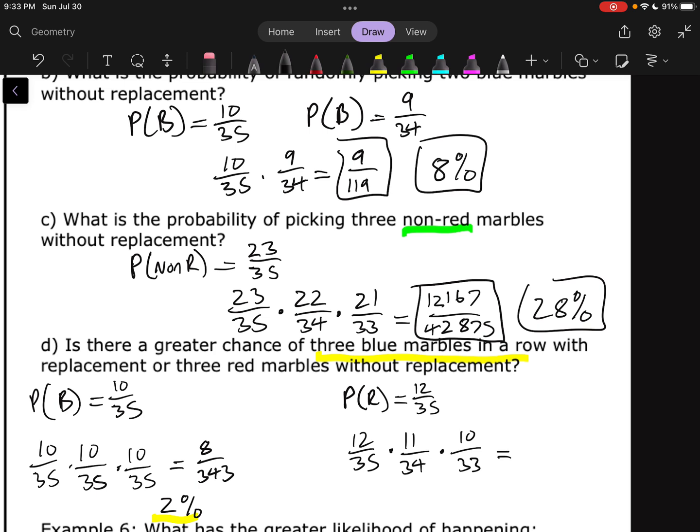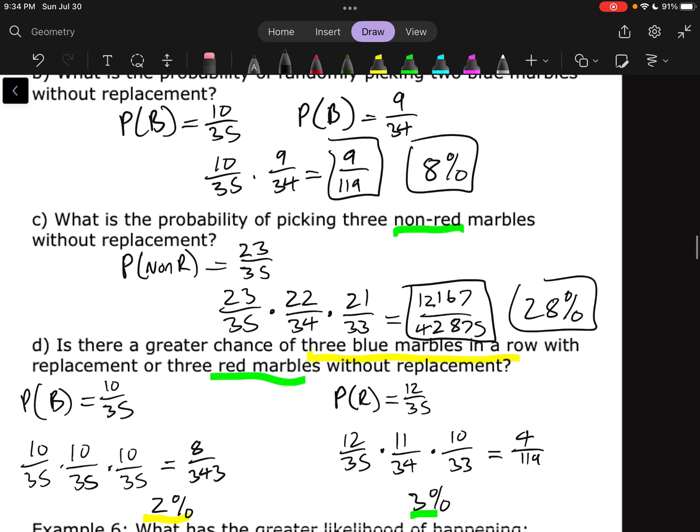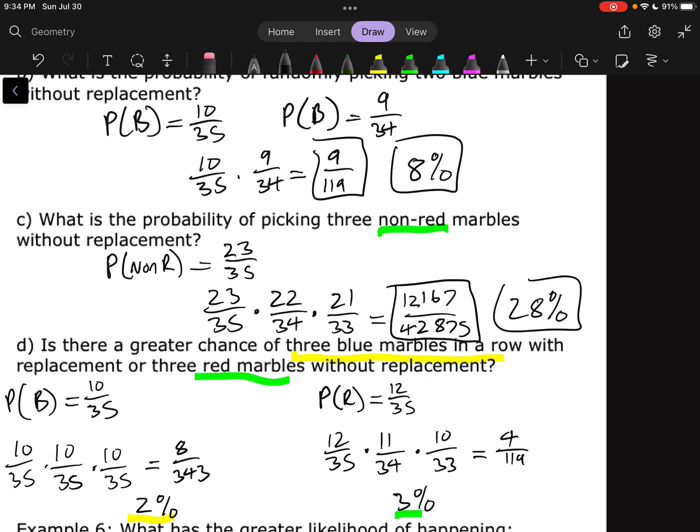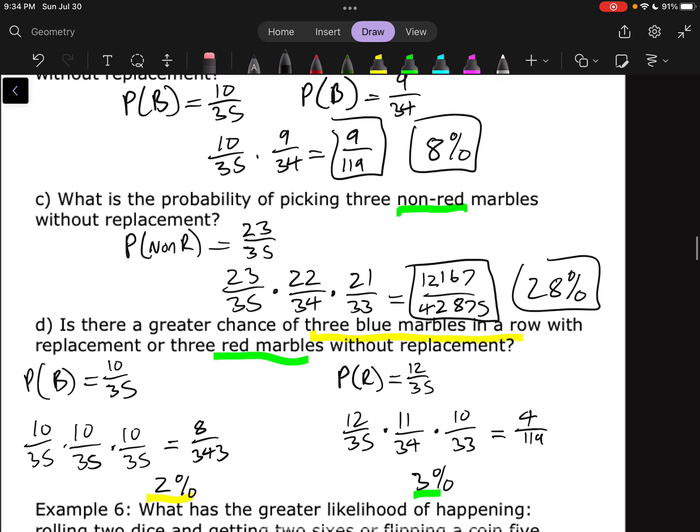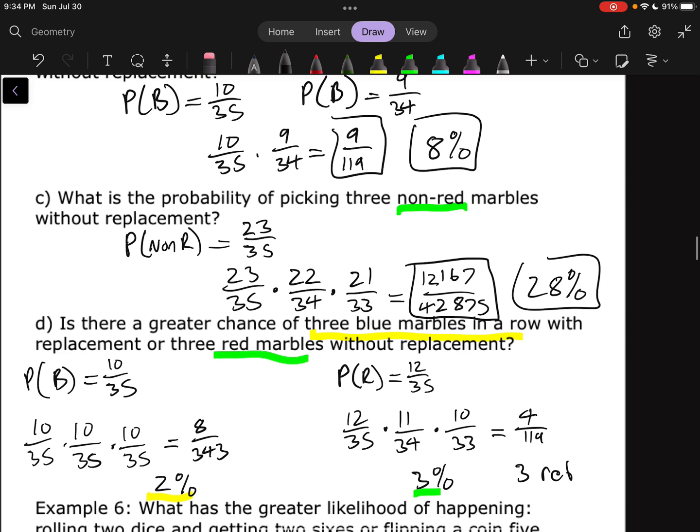And this is giving me 4 out of 119, which is about 3%. So we want the bigger one, which is the 3%. So we're going to say that our better chance is for the 3 red marbles.